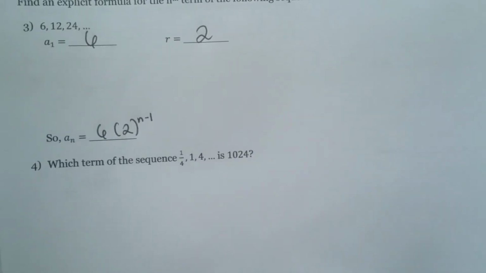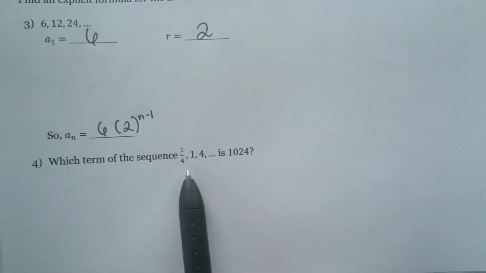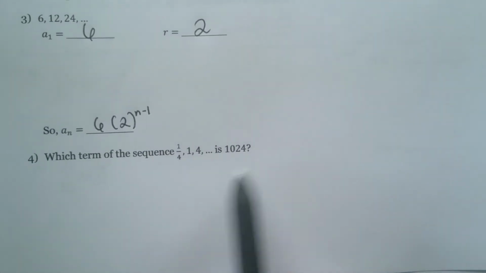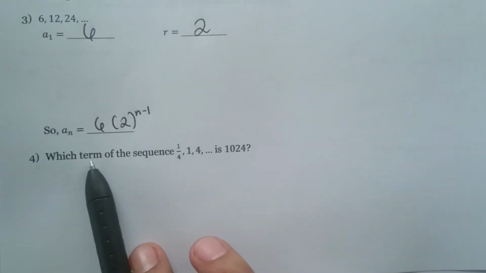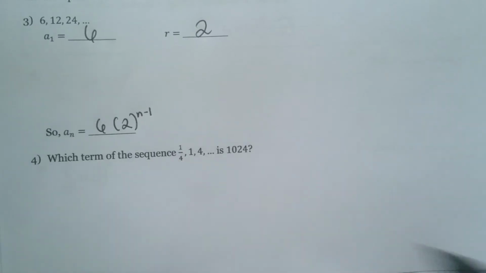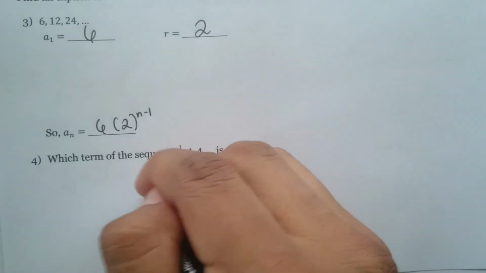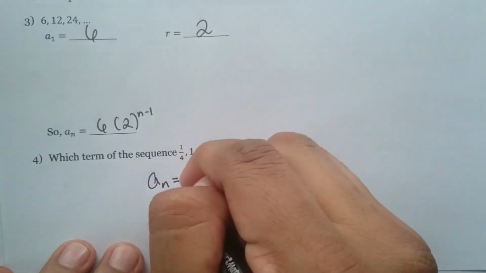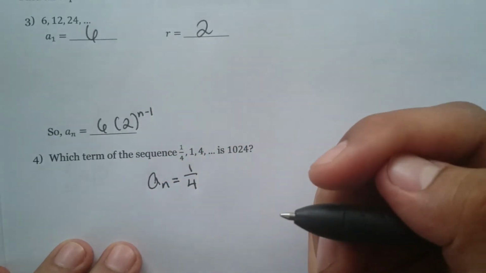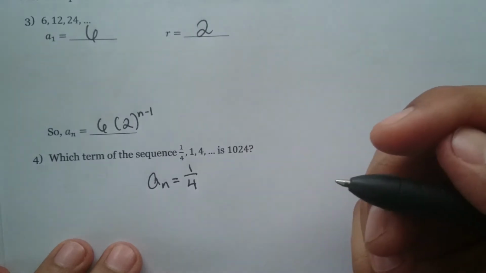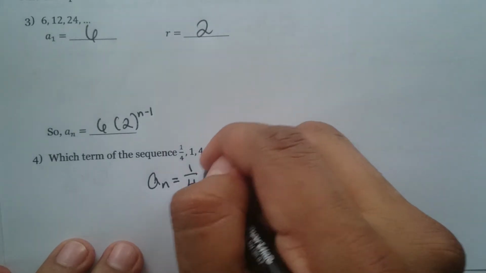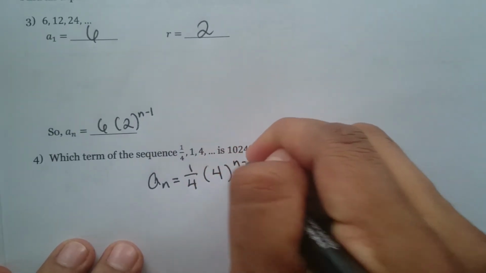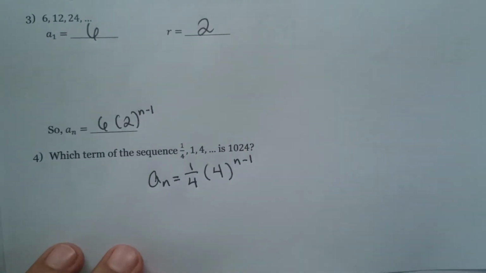It's important. So which term of the sequence is 1024 in this? So anytime we're asking for which term, we're looking for what does n equal. So let's write an equation. A sub n equals the first term. And is this arithmetic or geometric? Well, you should notice it's geometric. We're multiplying by 4. Okay, so that's my equation.